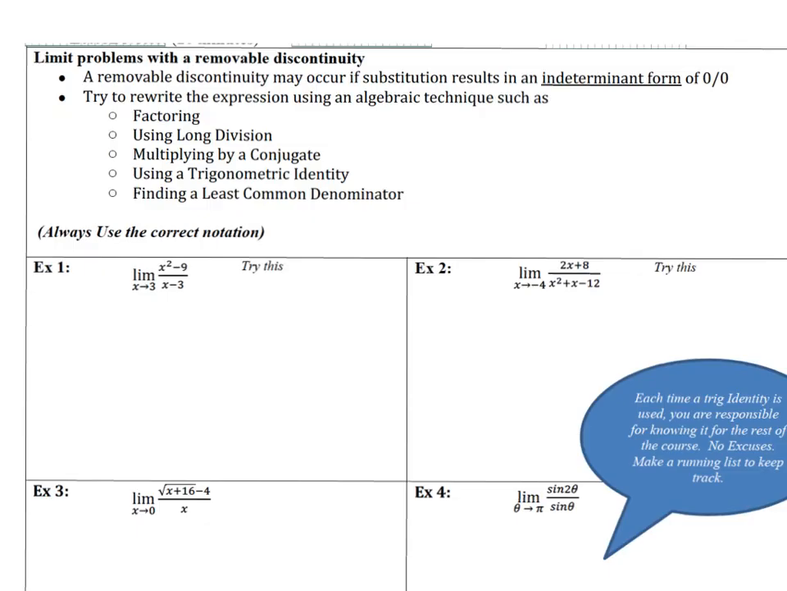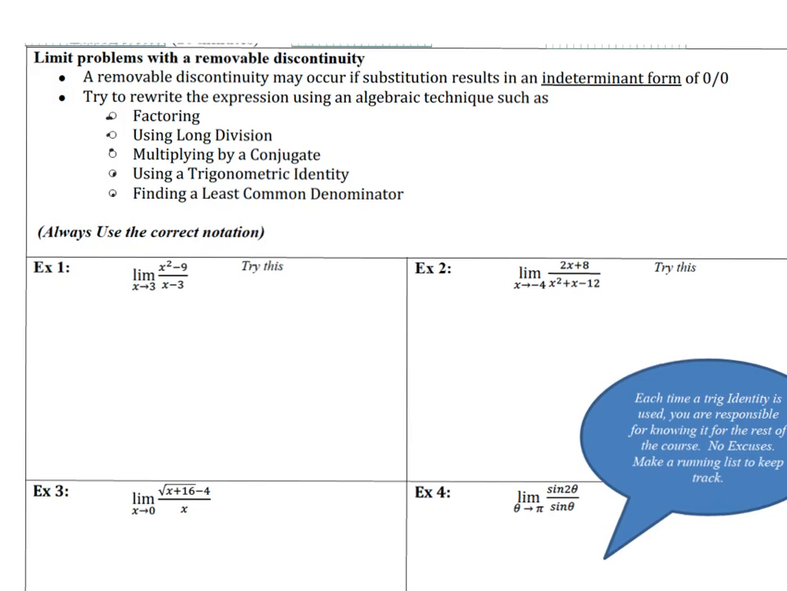All right, so that 0 over 0 is called an indeterminate form. And we're going to use the following techniques: factoring, long division, multiplying by a conjugate, trig identities, or finding a common denominator to work our way around it so that we can determine the limit.